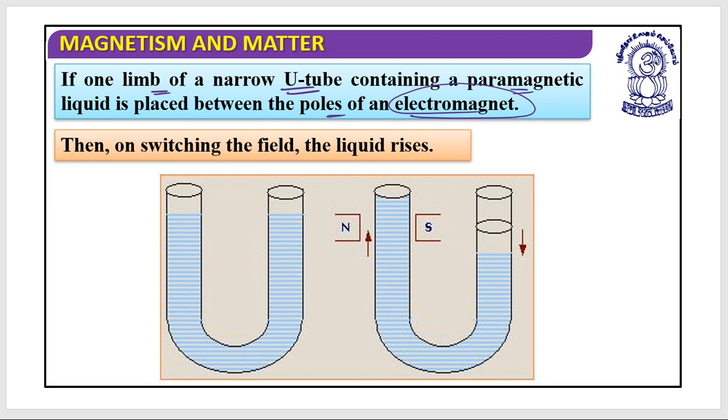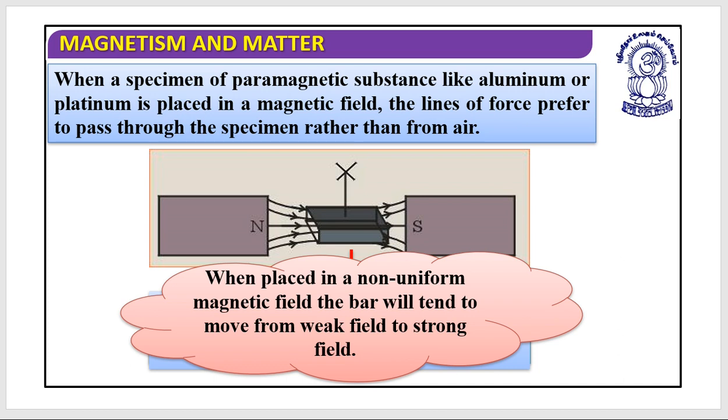So when switching on the field, look at this, the liquid rises on this limb. I hope this is clear now. So when a specimen of paramagnetic substance like aluminum or platinum is placed in a magnetic field, the lines of force prefer to pass through the specimen rather than through air. So they tend to add up.